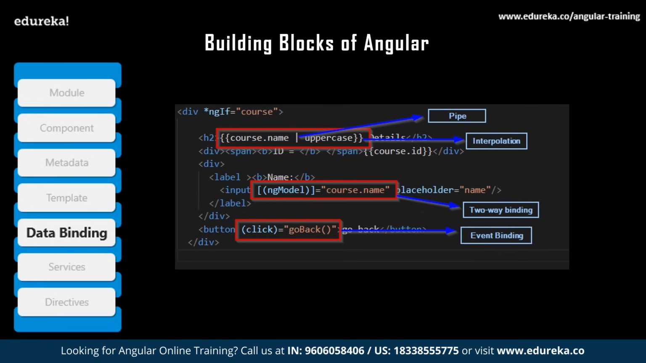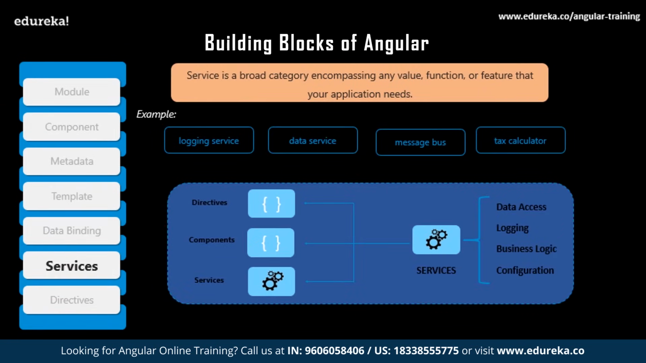So now moving on towards the next building block, which is services. A service is a broad category that encircles values, functions, or features that are required by an application. Service classes have a narrow and well-defined purpose. Components are differentiated from services in Angular so as to increase the modularity and reusability of your code. Separating the component's view-related functionality and other kinds of processing will make your component classes lean and efficient.